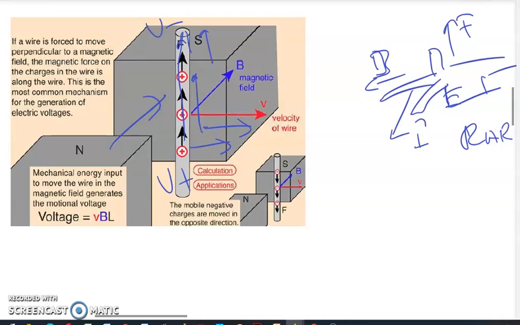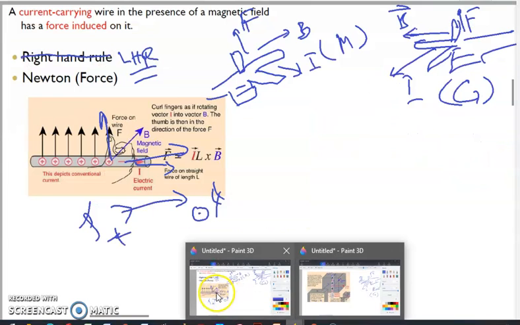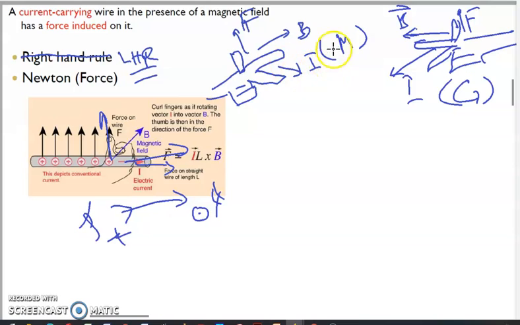Instead, if you put your right hand from north to south, your force is from center to your right, so the current will flow from bottom to top. This is applicable for the generator, the right hand rule for the generator. Please bear in mind, you have to remember, right hand rule for the generator. Meanwhile, left hand rule for the motor.